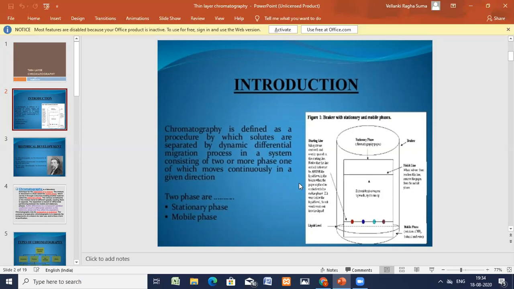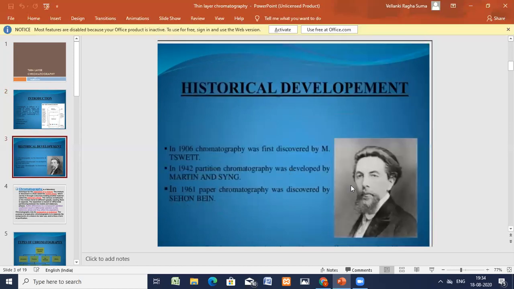Coming to the history of the development: in 1906, chromatography was developed by Michael Tswett. In 1942, partition chromatography was developed by Martin and Synge. In 1961, paper chromatography was discovered. So this was the historical development of chromatography, the separation technique.